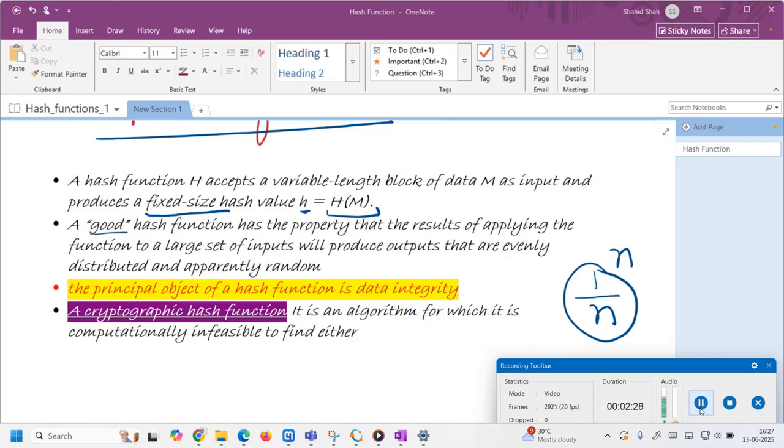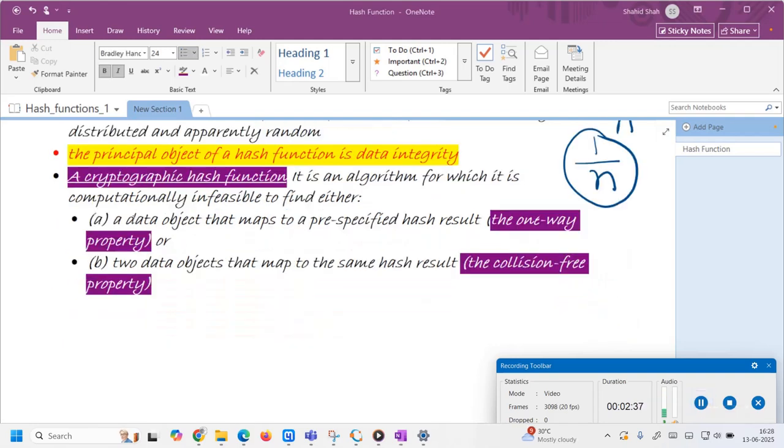They are basically an algorithm for which two conditions should be satisfied. First, it should be computationally infeasible to find a data object which maps to a specified hash value. It's called the one-way property. In other words, there should not be an inverse; it should not be invertible. If you have any data object m and you find the hash of this, then given only this hash, you should not be able to tell which m produced it.